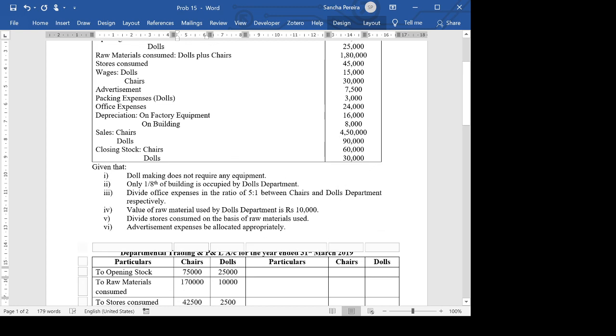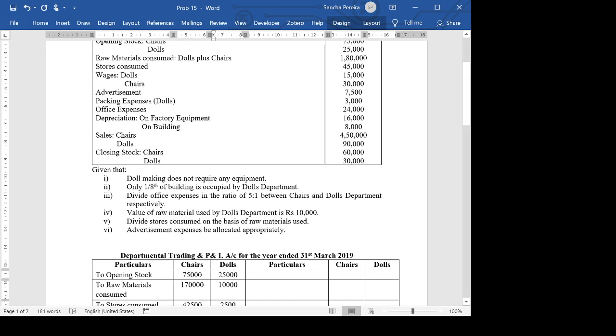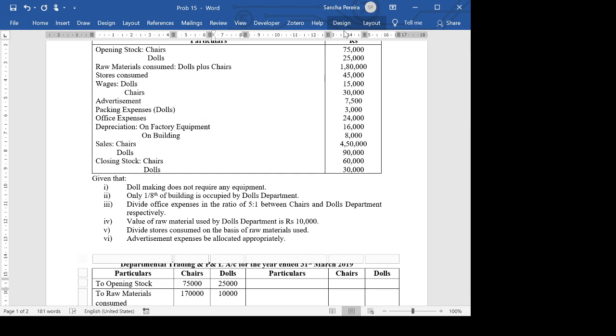Next, wages. Wages are already divided for us. Dolls is 15,000, chairs is 30,000. So be careful when you're transferring. Chairs is 30,000 and dolls is 15,000. Then we have these other expenses that go to the profit and loss, so I will finish this first. We have by sales here. Sales for chairs is 4,50,000 and for dolls it is 90,000.